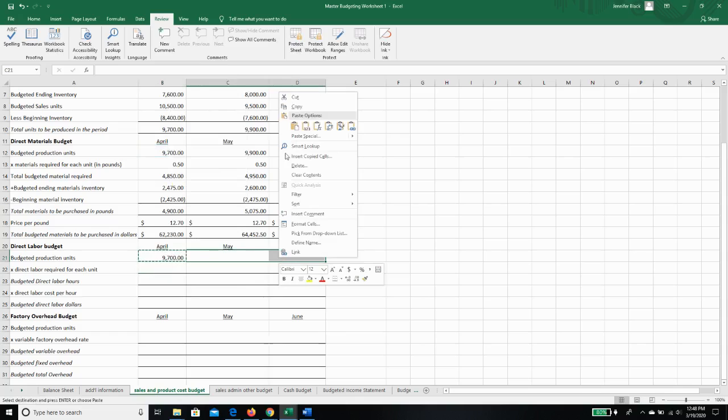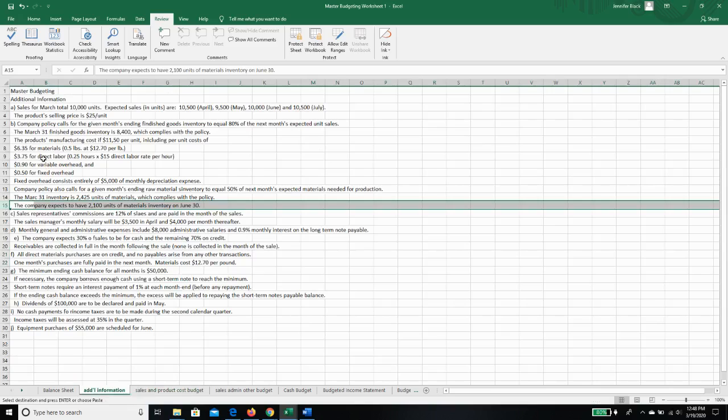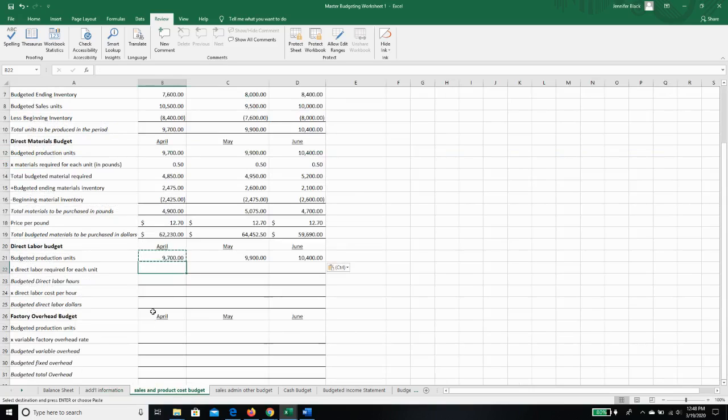You can see how important it is to do these in order. Okay, times the direct labor required for each unit. So the direct labor for each unit, if I look right here, says it's a quarter of an hour and we pay people $15 an hour. So right here I'll put 0.25 for a quarter of an hour. And if I multiply by the number of units I expect to make times how much direct labor I need per unit in hours, which is 0.25, then I know I need 2,425 direct labor hours in April.